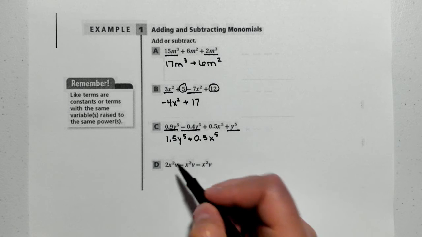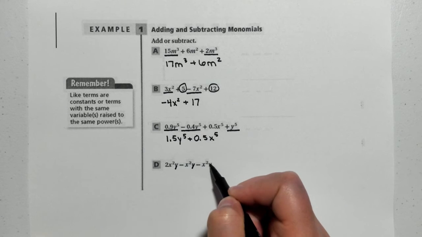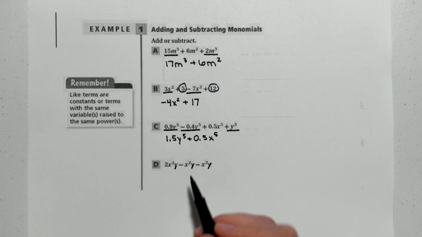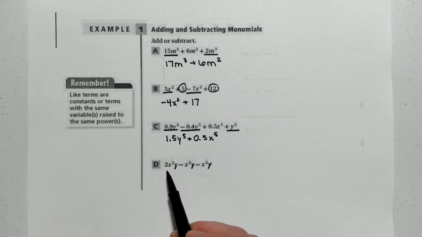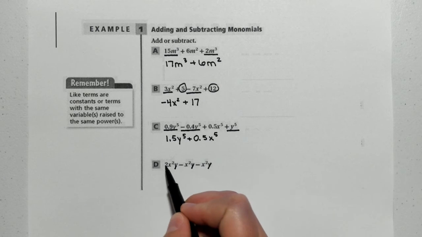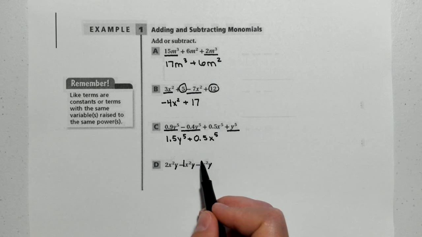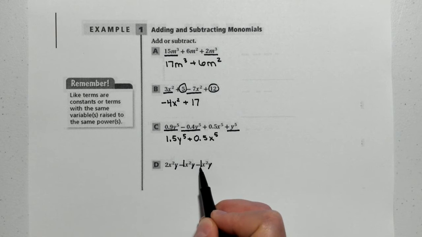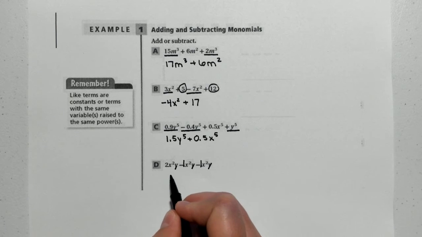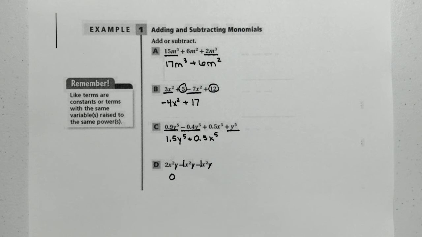D, I have, these are y's, but it looks like they got cut off. So 2x squared y minus x squared y minus x squared y. Now, the variable piece, x squared y, that is the same for each term. Since the variable piece is the same, I can add and subtract those coefficients. So 2 minus, this is 1, minus 1, 2 minus 1 is 1, and then minus 1 is 0. So this simplifies to 0.